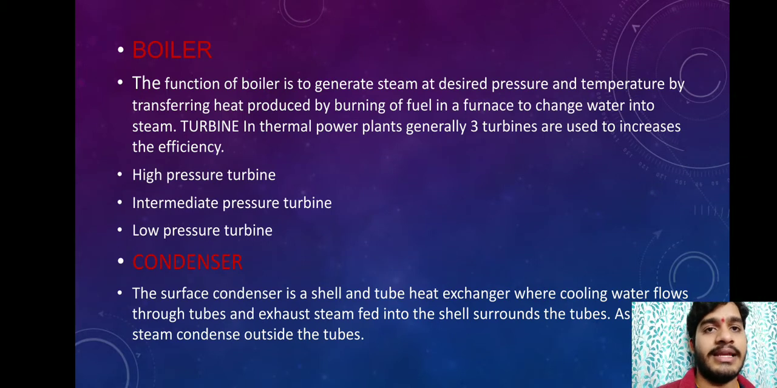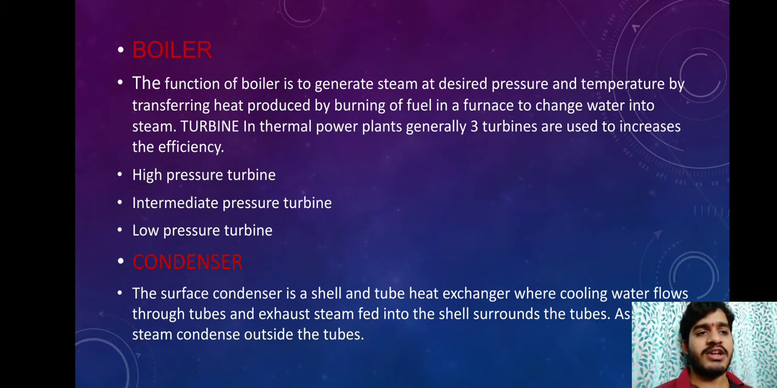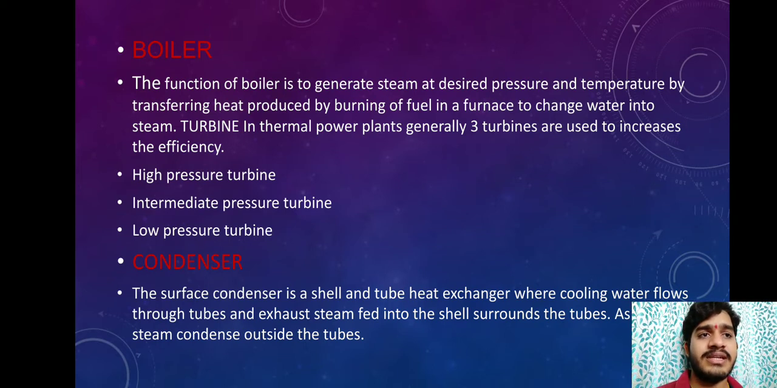Then comes the boiler. The function of the boiler is to generate steam at the desired pressure and temperature by transferring heat produced by burning fuel in a furnace to change water into steam. Turbines: in thermal power plants, generally three turbines are used to increase the efficiency: high pressure turbine, intermediate pressure turbine and low pressure turbine.